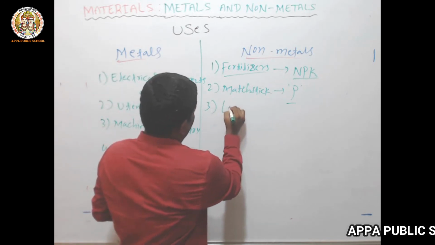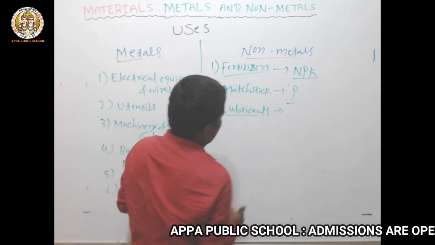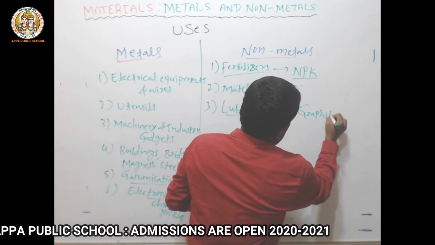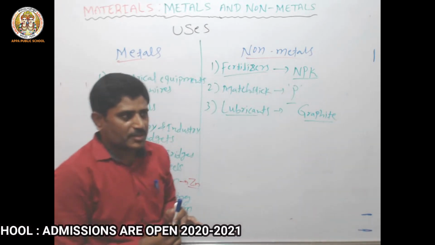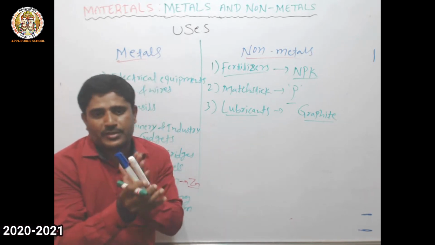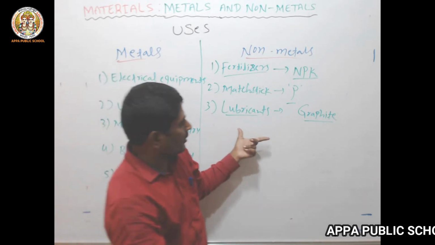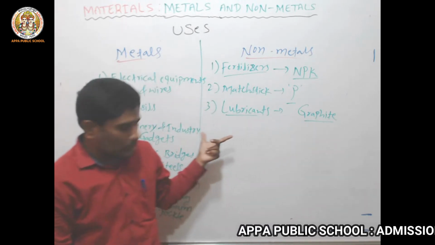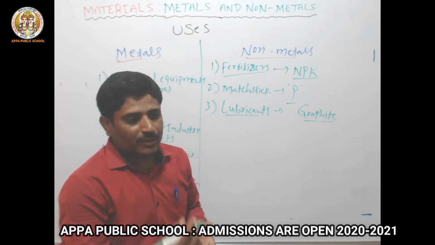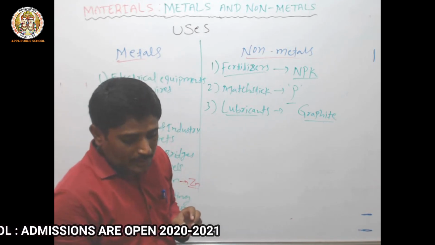Next, lubricants. Especially graphite we are going to use as a lubricant. Lubricants means to prevent the friction between two surfaces. Lubricant means like grease. You know very well grease. We are going to use that grease to prevent the friction between two surfaces.